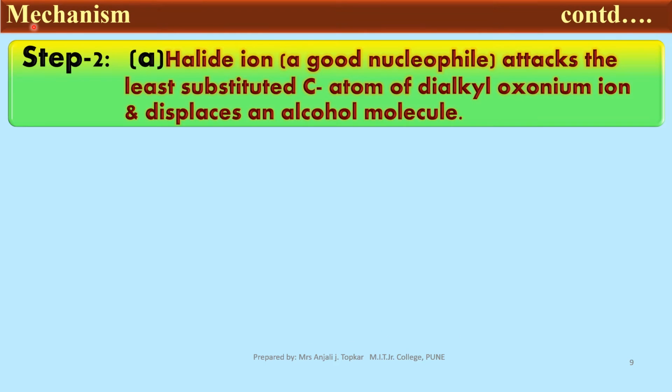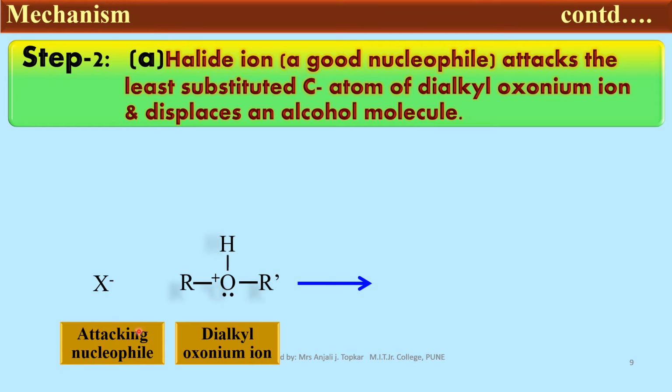Oxonium ion and displaces an alcohol molecule. So here this is the oxonium ion and here X minus is the attacking nucleophile. The attacking nucleophile attacks the alkyl group and the RO bond breaks, thus forming RX molecule, as it can be seen here. Thus, alkyl halide is obtained and alcohol is obtained.